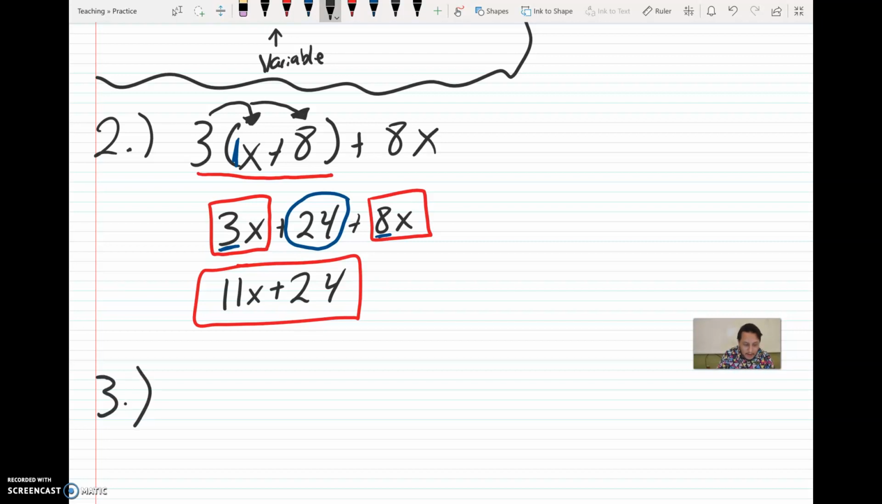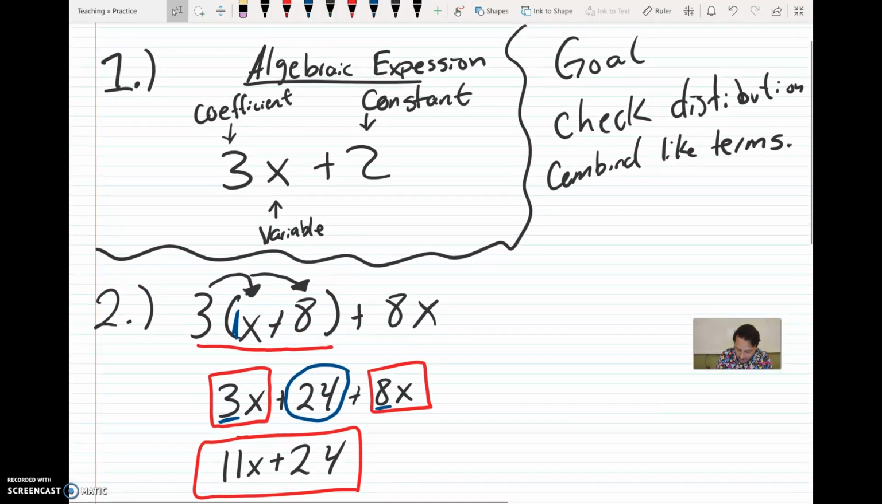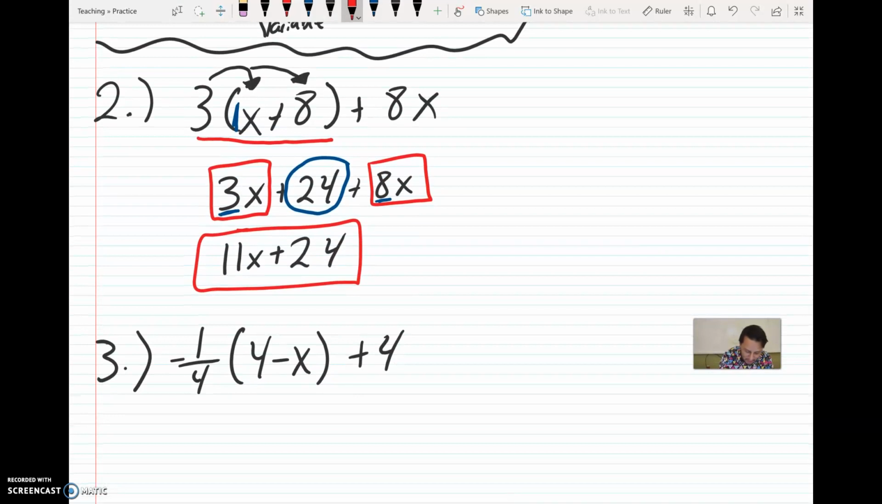Question number 3 is the same. Here we're dealing with fractions, so it might be a little bit scary, right? But we can work through this. So we have negative 1 over 4, open parentheses, 4 minus x, close parentheses, plus 4. Okay? So again, guys, our goal is to check for distribution first, and we do have a distribution here.